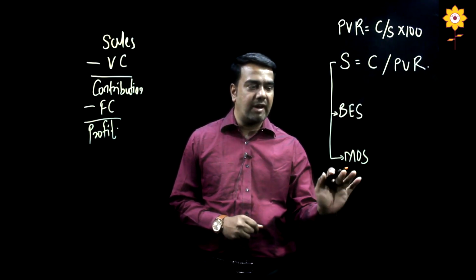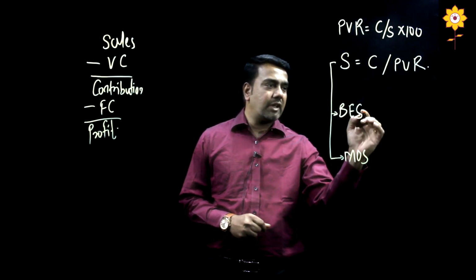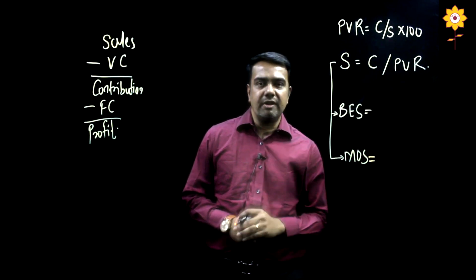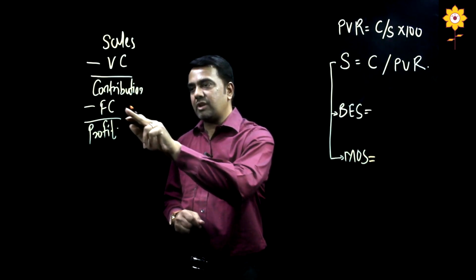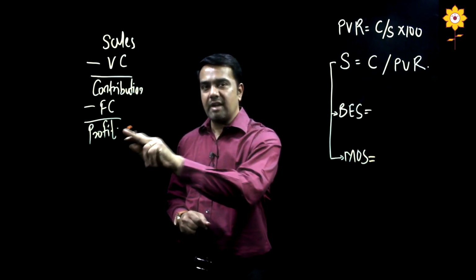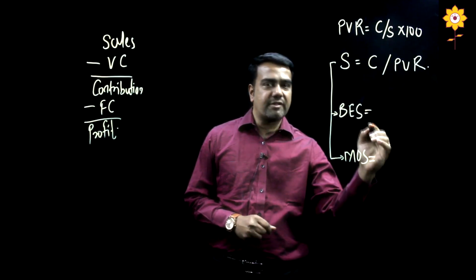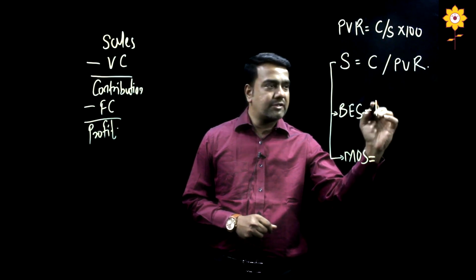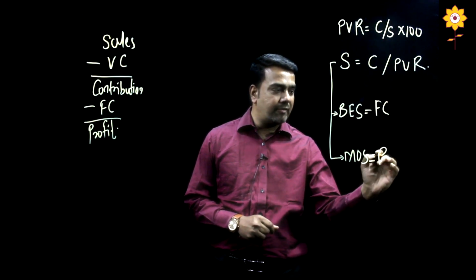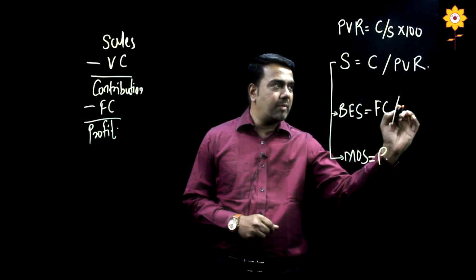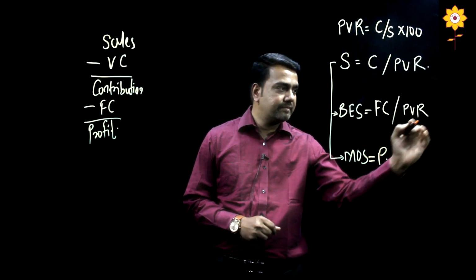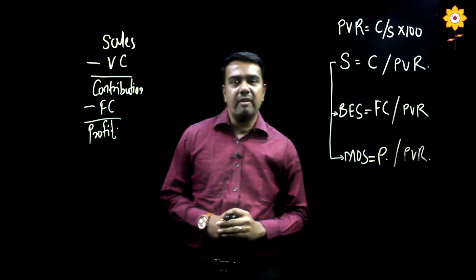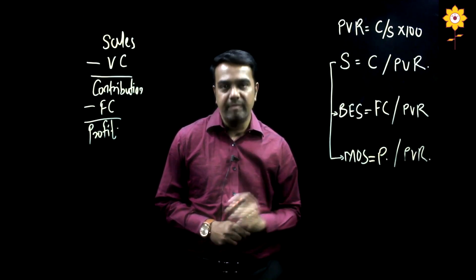So sales I am dividing into two parts, putting the equal to sign as it is. Now contribution has two parts, fixed cost and profit. So I am straight away writing the two parts of the contribution, fixed cost and profit, keeping PVR, profit volume ratio, as it is. So here your three formulas are ready.